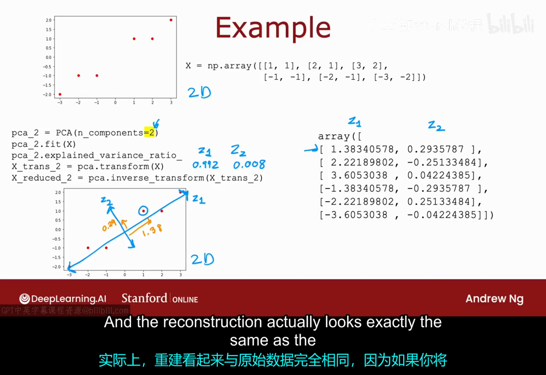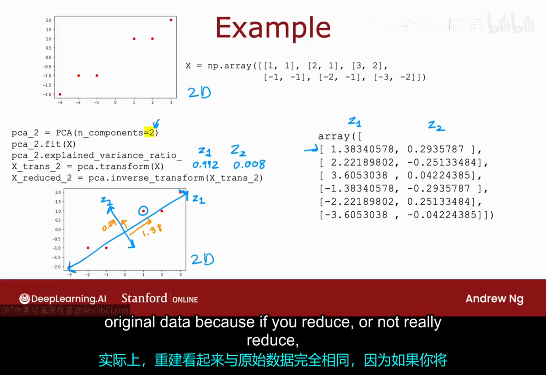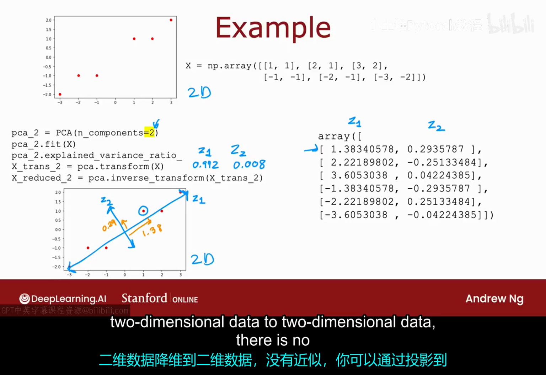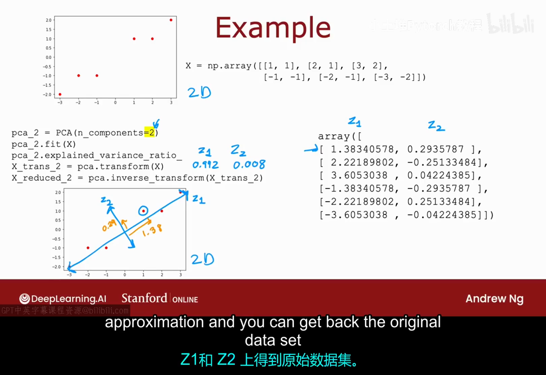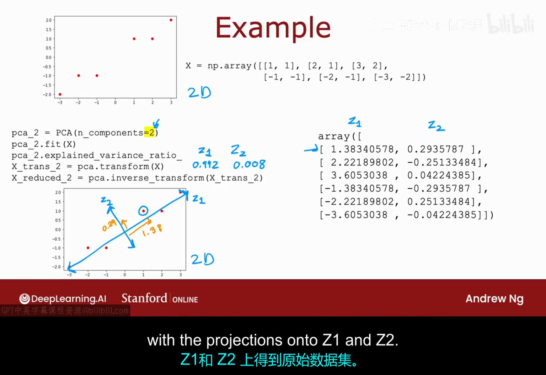And the reconstruction actually looks exactly the same as the original data, because if you reduce, or not really reduce, two-dimensional data to two-dimensional data, there is no approximation, and you can get back the original data set with the projections onto Z1 and Z2.